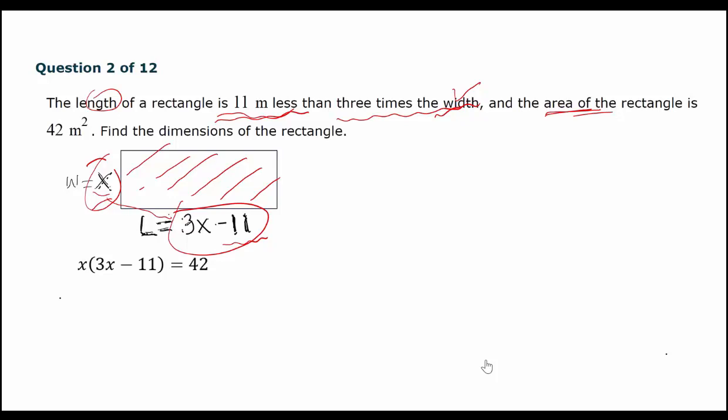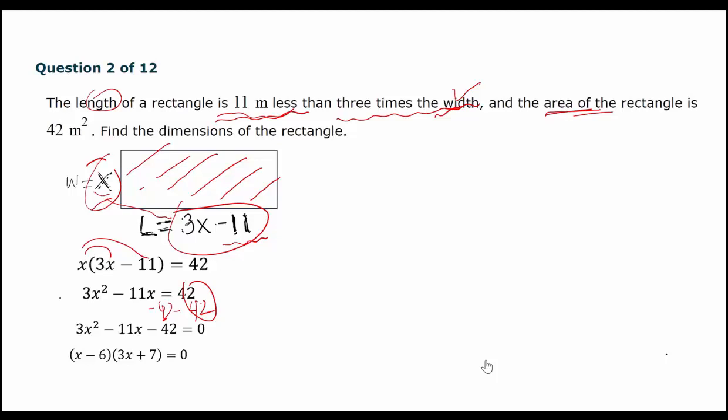Then we will solve the equation. So we will distribute the x. Therefore, we get 3x squared minus 11x minus 42. Now, this is a quadratic equation, and we saw last time we have to make one side 0. So we will subtract 42 from both sides. So the right side will be 0, and 42 will come to the left side like this. Then we can use either the quadratic formula or we can do the factoring.